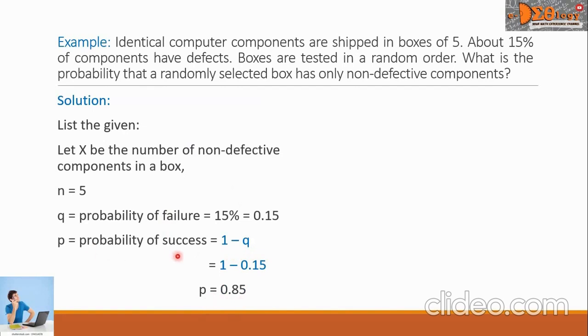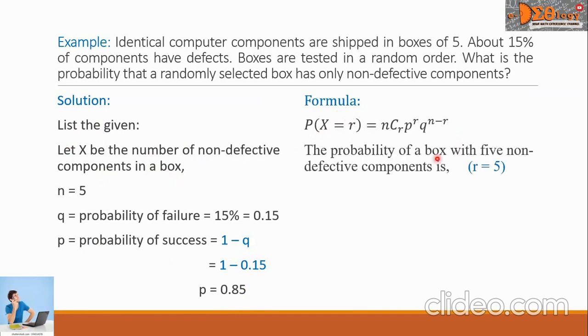Again, P is the probability of success. The formula is here. Again, we say that X is the number of non-defective components in a box. So, the probability of a box with 5 non-defective components means R equals 5. Substituting the corresponding values in this formula, we have P of capital X equals 5 equals combination of 5 taken all at a time times the P, now 0.85, raised to R, and that is 5, times the Q, which is 0.15, raised to n minus R, and this is 5 minus 5 in the power.